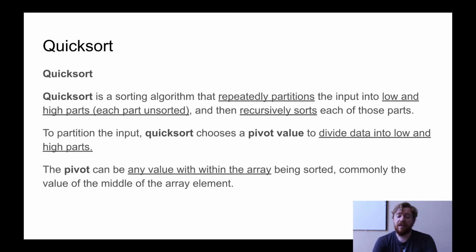The pivot value can be any value within the array being sorted, but commonly the value is whatever is in the middle of the array. So this is somewhat similar in terms of concept as the binary search, choosing a middle value and then doing some comparisons based on the value of that middle value. But it is slightly different.